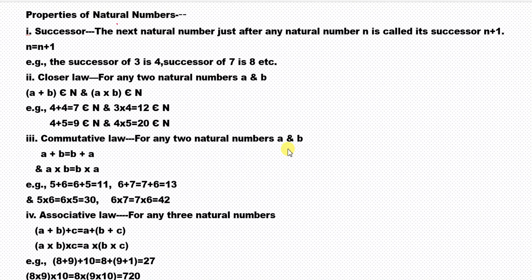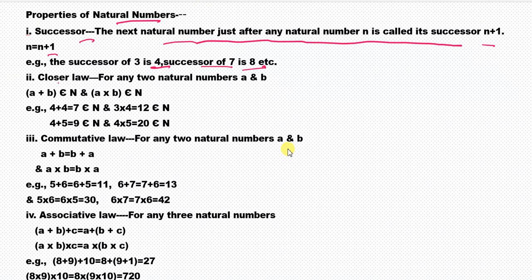Let us now learn the properties of numbers. First, successor. The next natural number just after any natural number n is called its successor, that is n plus 1. For example, the successor of 3 is 4, the successor of 7 is 8, etc.